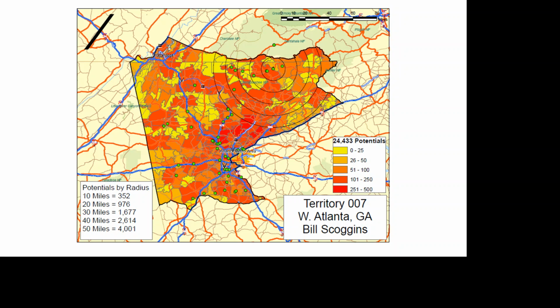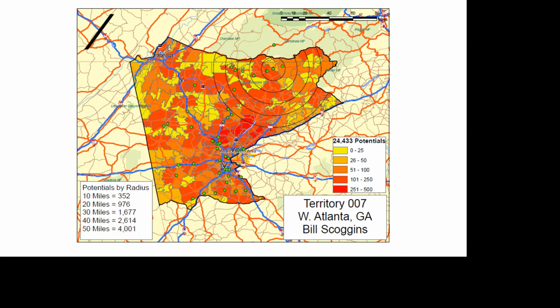Given a bunch of data from our in-house database, we were able to determine where the salesperson's current customers were located. Those would be the green circles. We also were able to map in his home, which is up here in the middle of this circle. And then for every single zip code, we were able to determine how many potential customers were in each and then color code them. The redder the color, the denser that particular territory was.